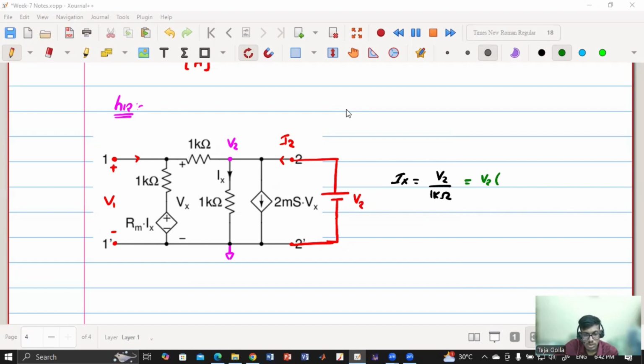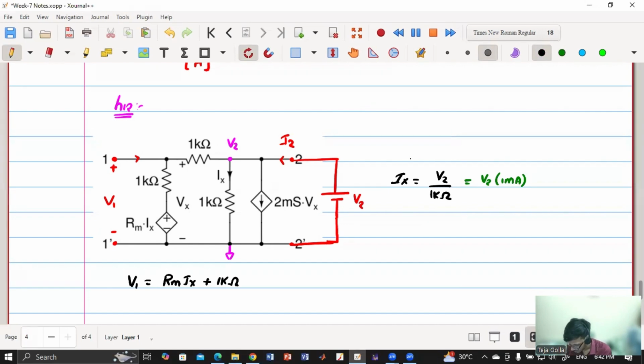Okay. So it will be V2 into 1 milliampere. So that is my Ix. Now if I know Ix, I can find this voltage V1. So my V1 is equal to Rm into Ix plus 1 kilo ohm into this current, right? Agree?